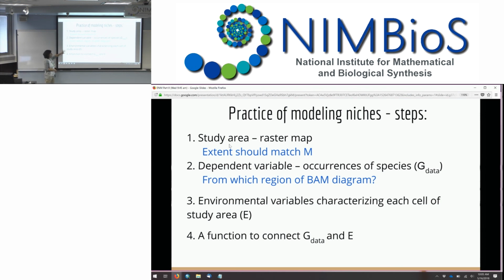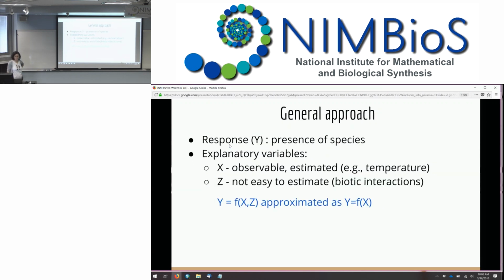Then we have environmental variables that characterize each cell of that study area, and then we need a function. That's basically what we are doing with modeling. We need a function to connect our dependent variable, the species presence or presence absence, to those environmental variables we have that characterize our study area.